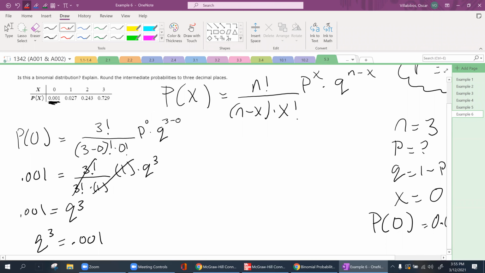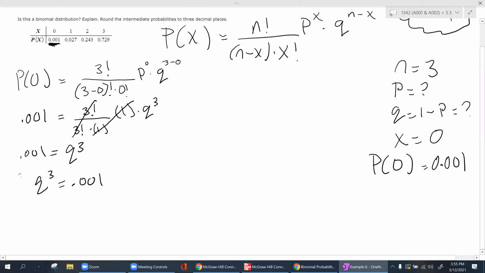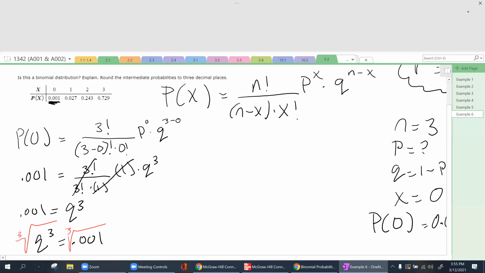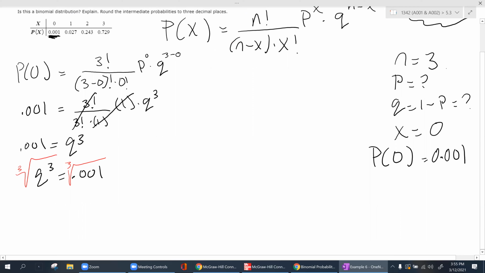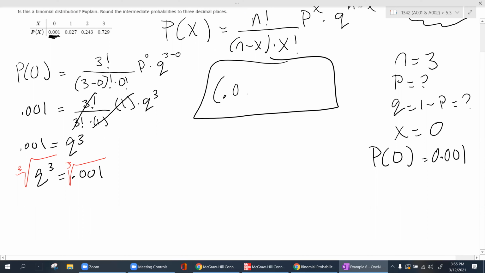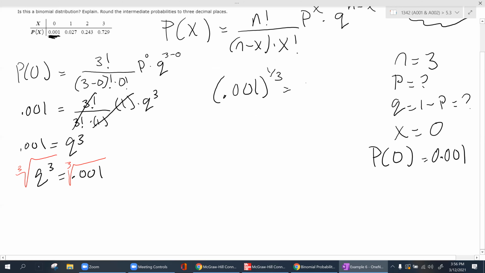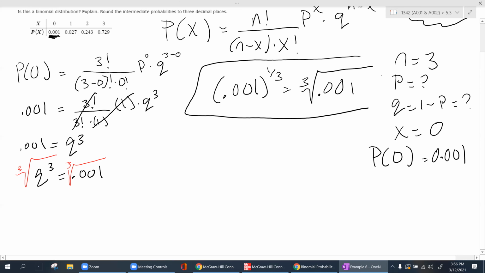I'm going to take a little trip to algebra. I'm going to take the cube root of both sides. And if you're wondering how you can do this on your calculator, I would do parentheses 0.001 raised to the 1/3. If you remember from our college algebra course, these two are sort of the same thing.